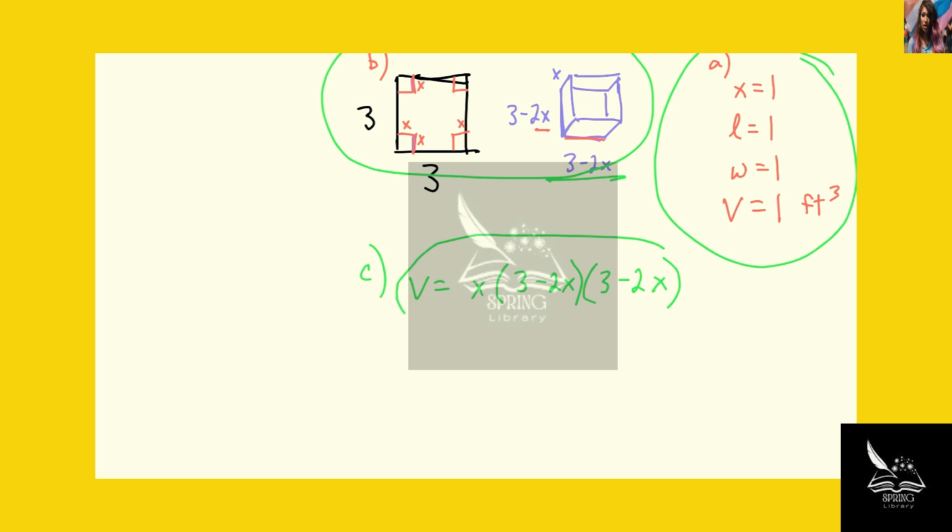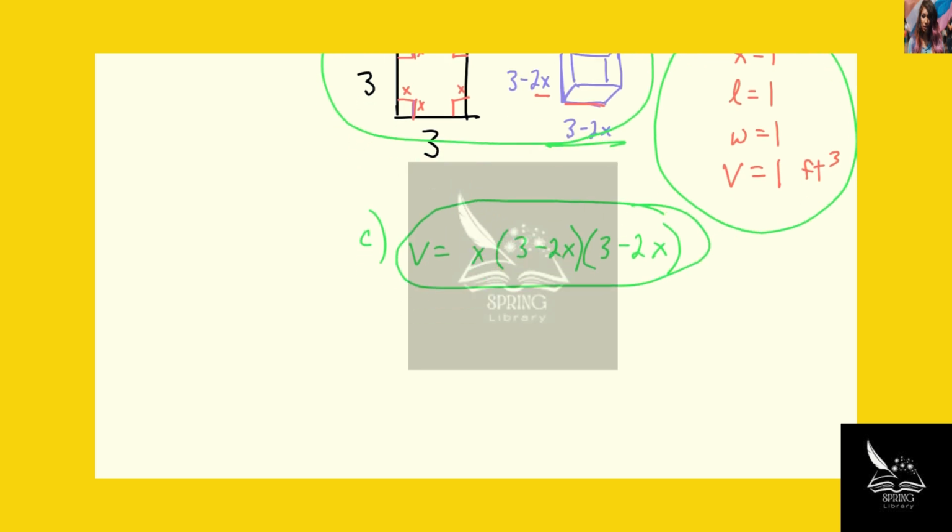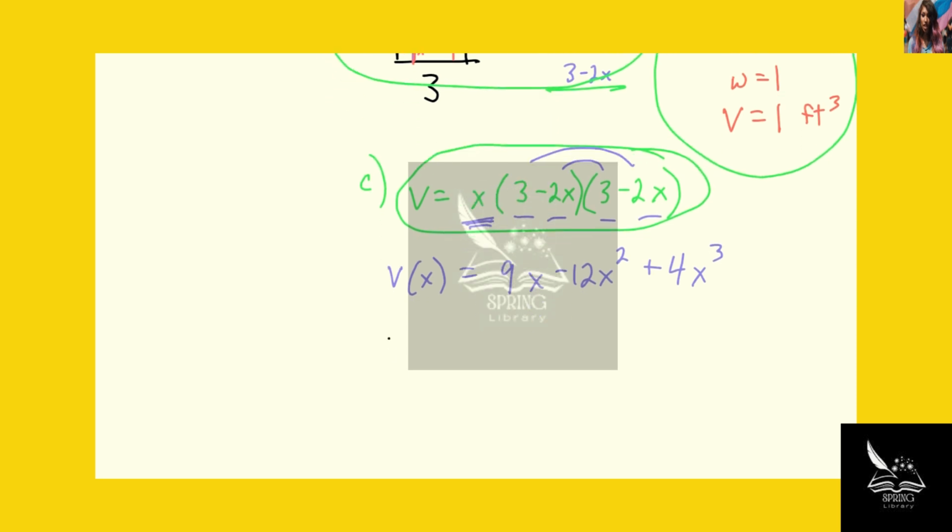And then at least what I would do, since this is a calculus problem, is distribute. 3 times 3 would be 9, multiplied by that x. But then you'd have a negative 6x with another negative 6x, that's negative 12x. It's going to be squared when I multiply by that x. And then 4x cubed, negative 2x times negative 2x is 4x squared times that x though. So now we can take this derivative to give me 9 minus 24x plus 12x squared, and see where that derivative equals 0 will maximize the volume.